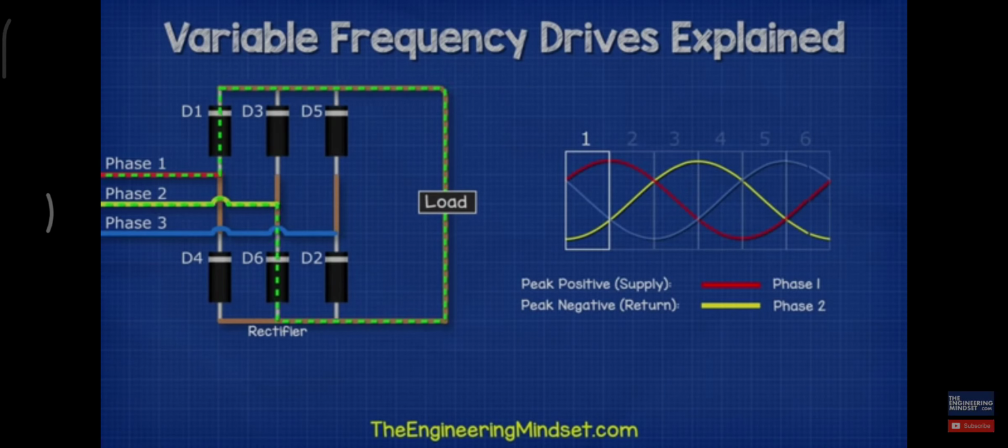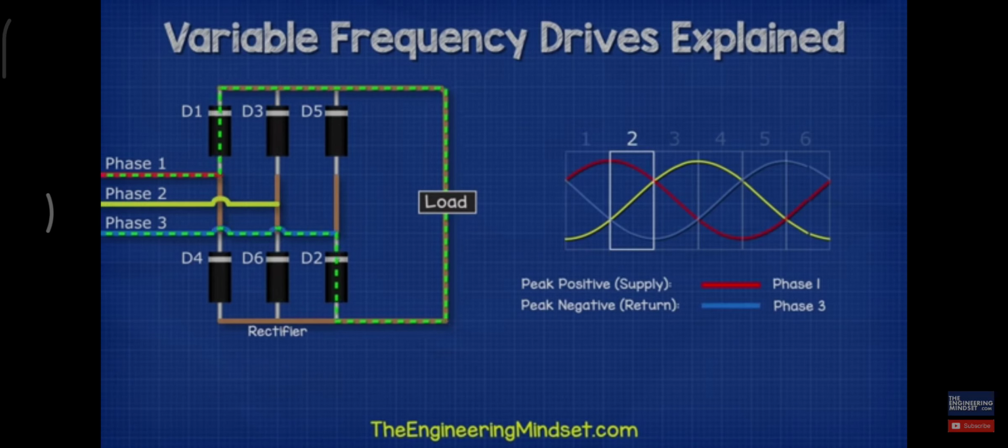This comes in and can only flow in one direction, which is through diode 1. It then passes through the load. Once the current passes through the load, it will then need to get back to the source, and as phase 2 is in the negative half of its cycle, the current will flow through diode 6 into phase 2.